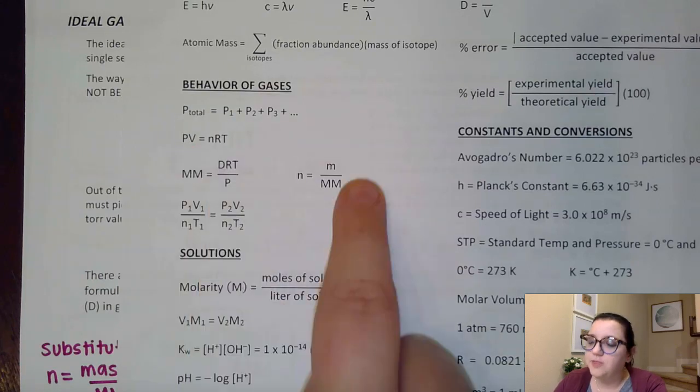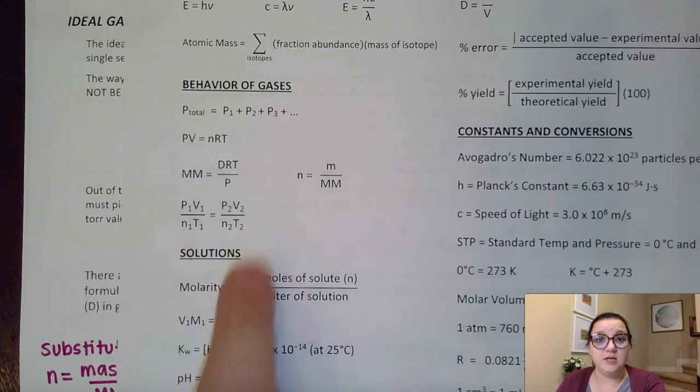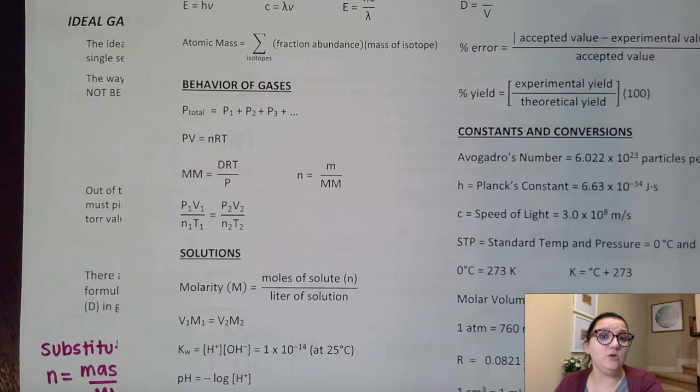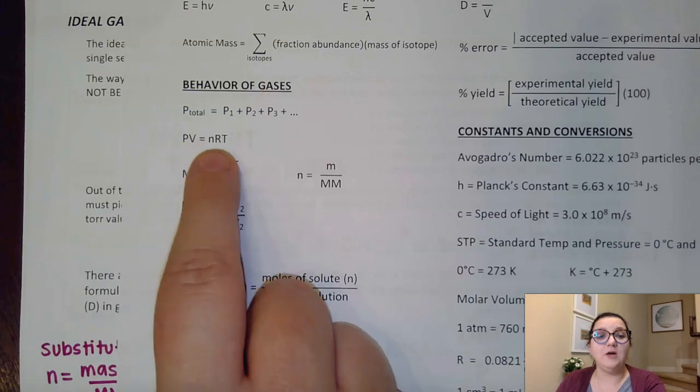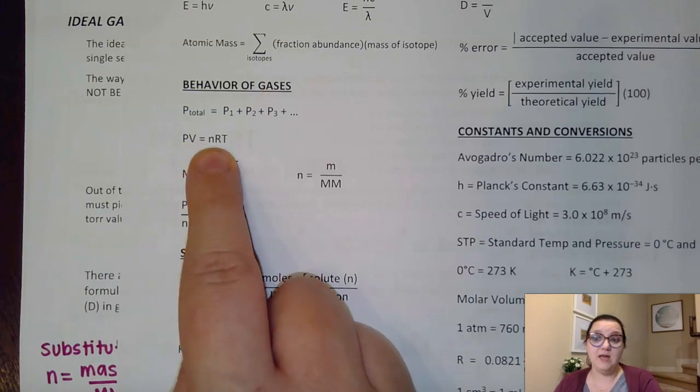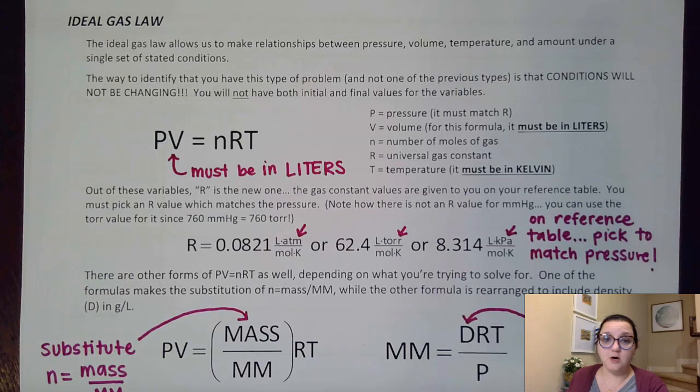But that leaves us with three other equations here. All of these equations work together for the ideal gas law, although the main formula for the ideal gas law is this first guy right here, PV equals nRT. So that's where we're going to start our discussion here.